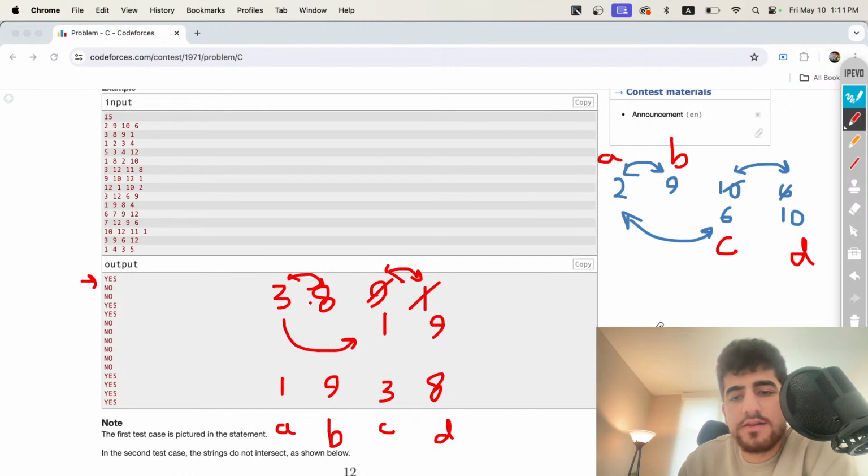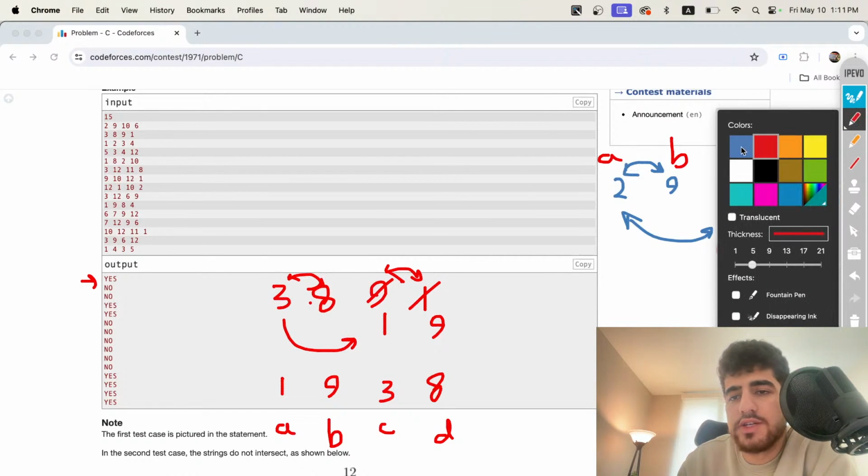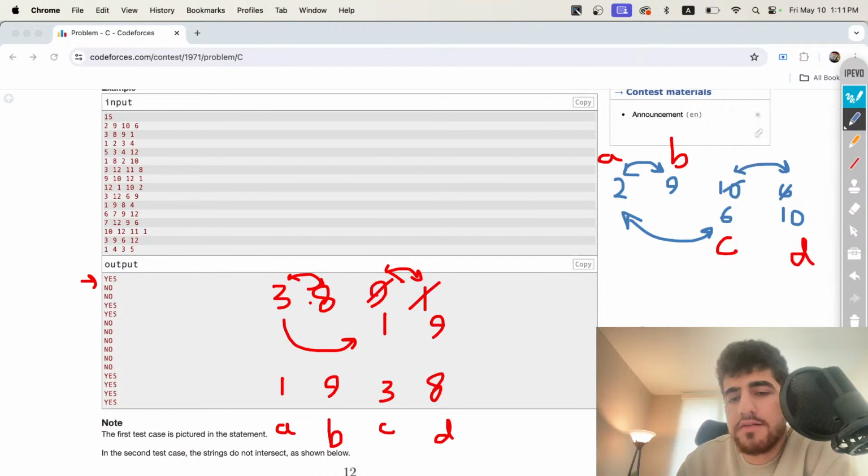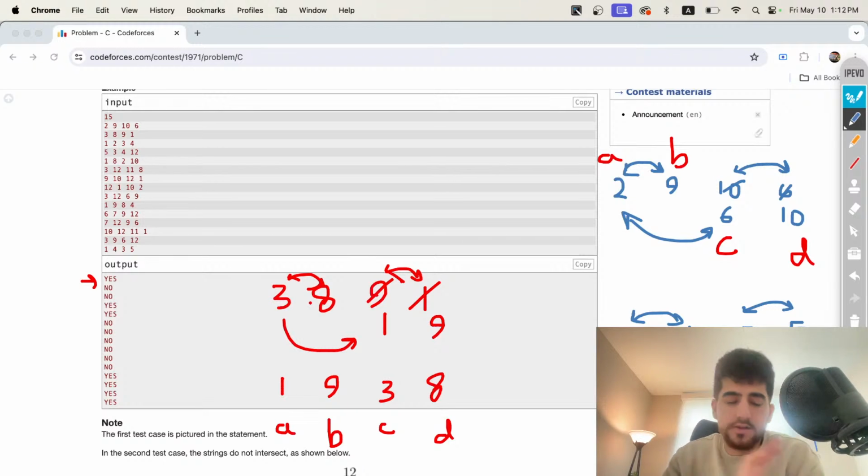So the answer is no for this one. And for the last one, we have 1, 4, 3, and 5. We see that these two are okay, these two are okay, these two are okay as well, and we just need to check if it is A, C, B, D, which it is. We know that A is less than C, C is less than B, and B is less than D. So that's all.